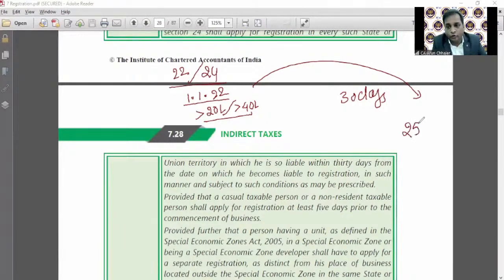Let's say on 25th Jan 2022, I have made the application and the certificate is granted on 6th Feb 2022.